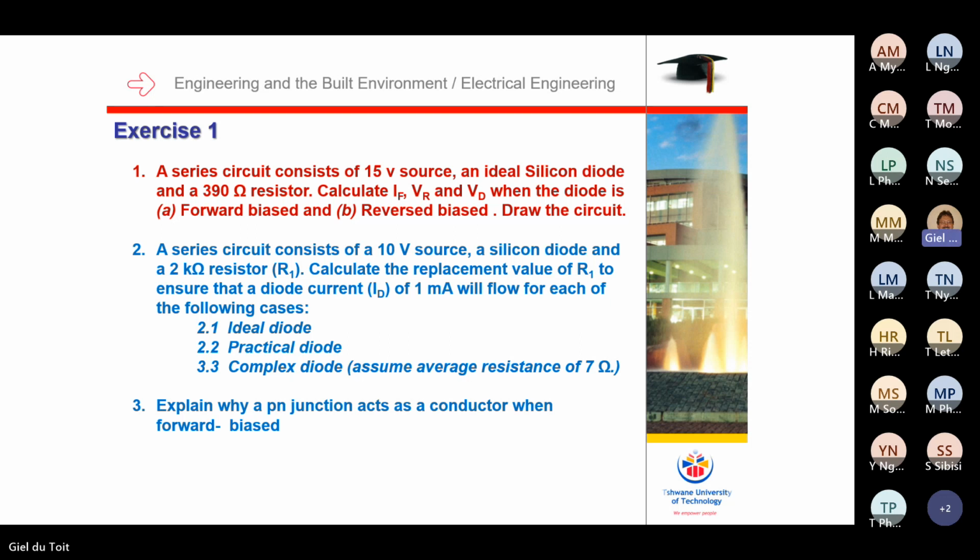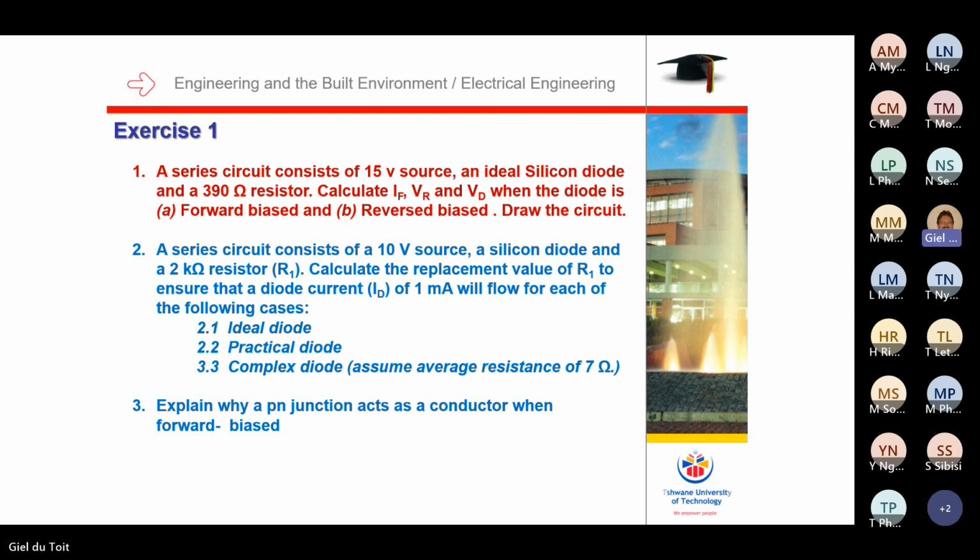That current is 5 milliampere. Okay, so it is a wrong current. You see now, it's wrong. So it's asking you, calculate the replacement value of R to ensure that the diode current of 1 milliamp will flow. So we want a 1 milliamp current here, not 5 milliamp.